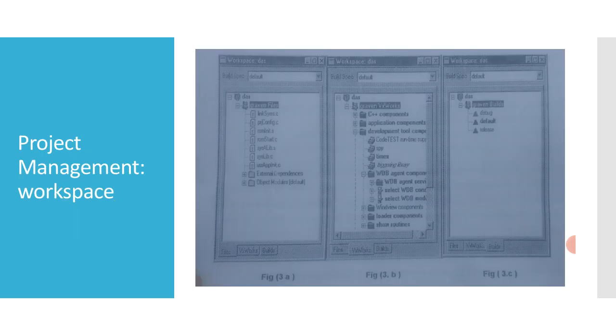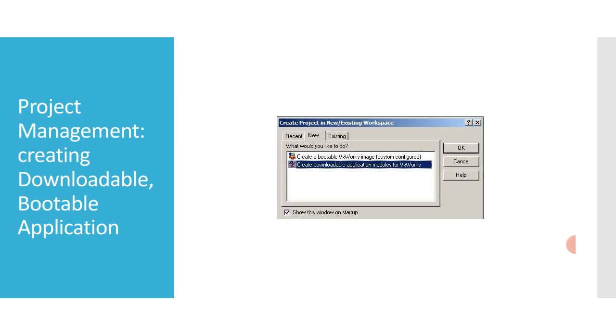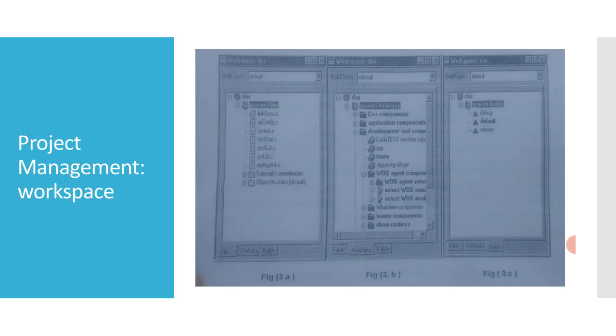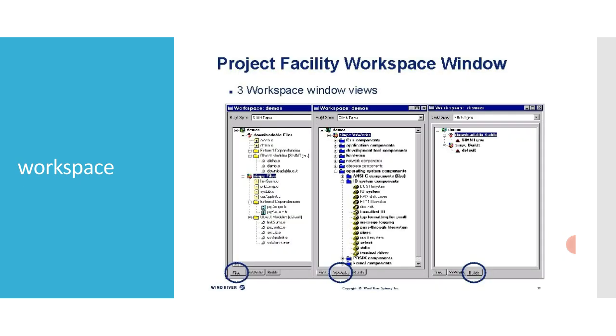When you first create a project, you define it as either a downloadable application or bootable application as shown in the figure, right? So in this context, custom configured VxWorks images that are not linked to application code can be considered bootable applications. Coming back to the workspace, it's a logical and graphical container for one or more projects as shown in this figure on the right. I think it is not clear. I hope it is clear now.